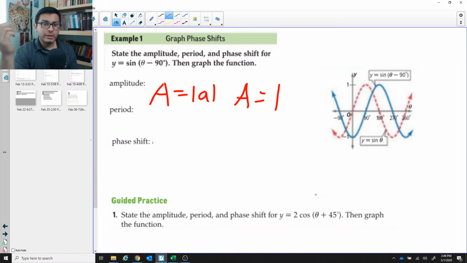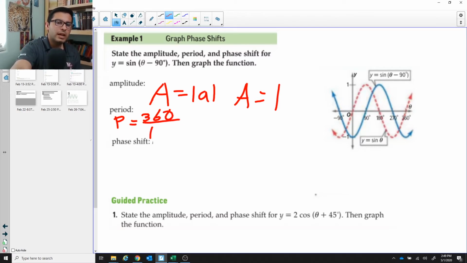Now, our period is based on our b value, so that means our period is going to be 360 divided by the absolute value of our b. Now, if you notice, I used 360 this time instead of 2 pi. I did that because inside of our trig function, we are using degrees, not radians. And also on our graph, it is being measured in degrees, not radians. Therefore, I'm going to use degrees in this case and not radians. If we look at our b value, it is also 1 because we can't see it. So that just means that our period is going to equal 360.